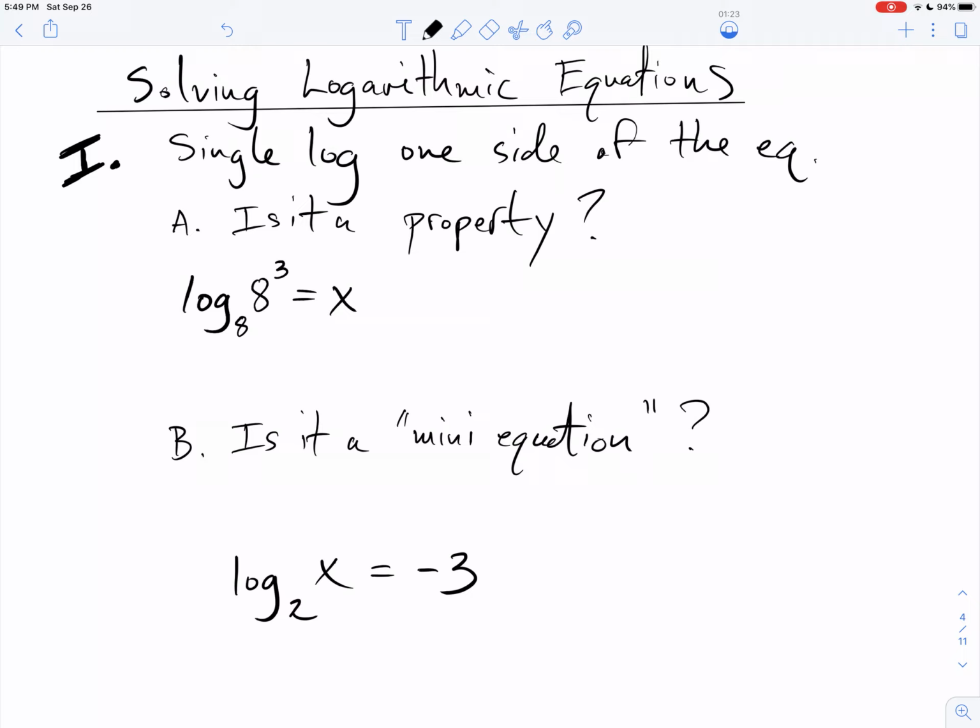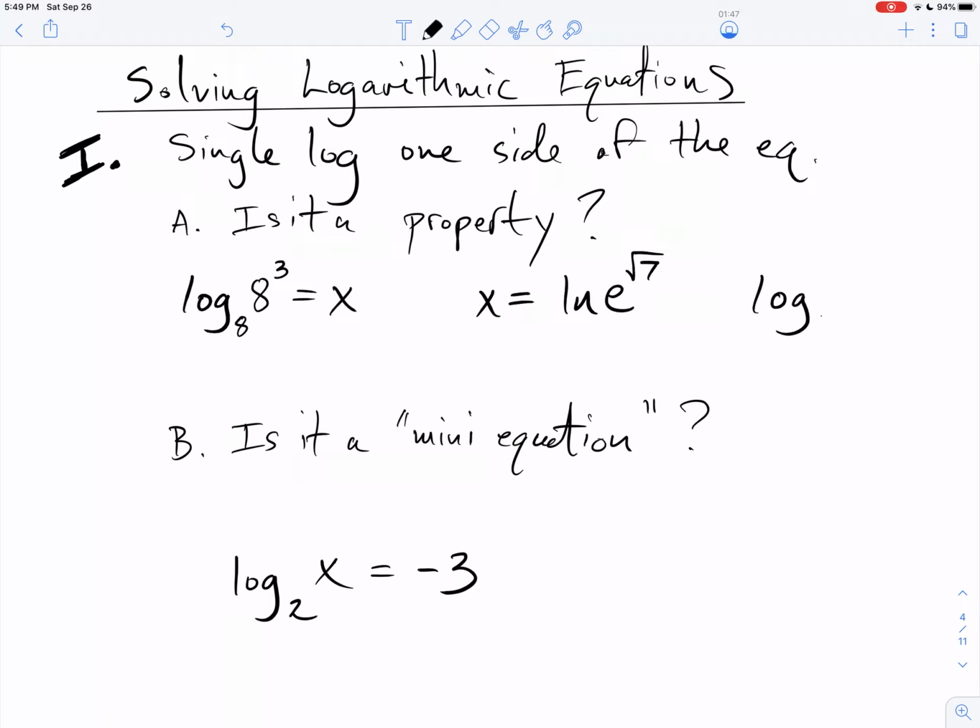Or they might have something like x equals the natural log of e to the square root of 7. And you go, well, there's not any work to show there either because this is a property. The answer is the square root of 7. Sometimes things are properties.